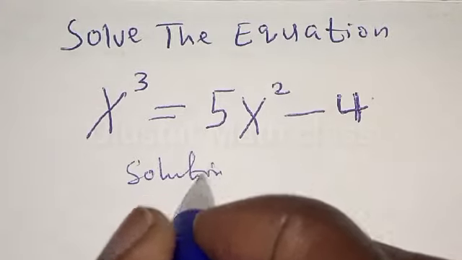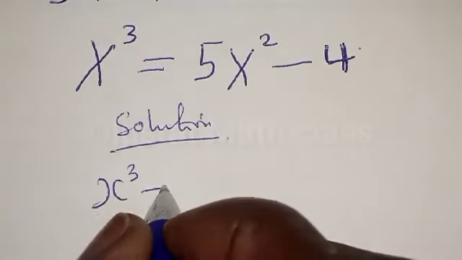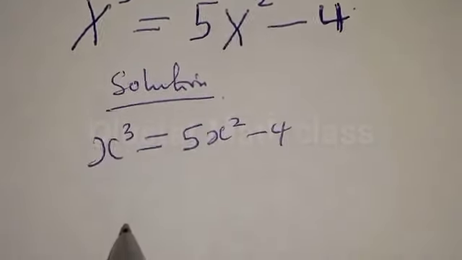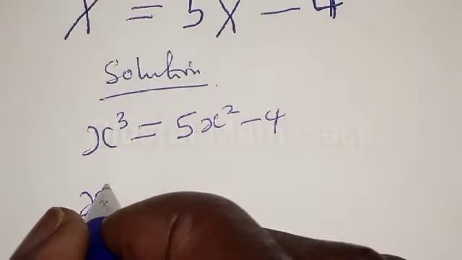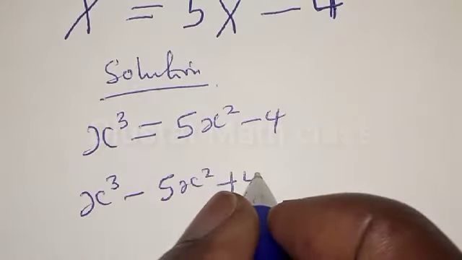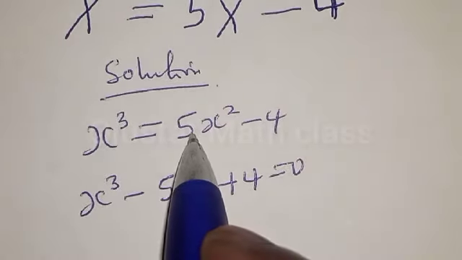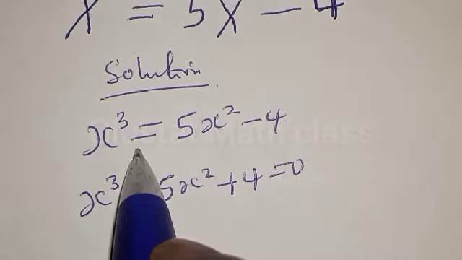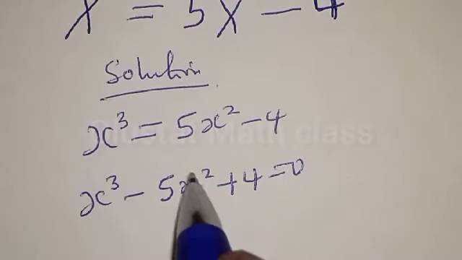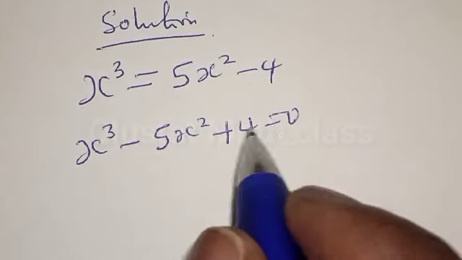Solution. Then we have x raised to power 3 equal to 5x squared minus 4. Then this can be expressed as x raised to power 3 minus 5x squared plus 4 equal to 0. We want to equate this to 0. This plus 5x squared, when you cross the equal side, becomes minus 5x squared. Then this is minus 4; when you cross the other side, it becomes plus 4. Therefore, our equation becomes x cubed minus 5x squared plus 4 is equal to 0.